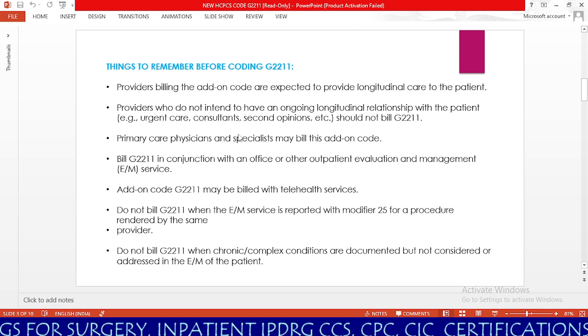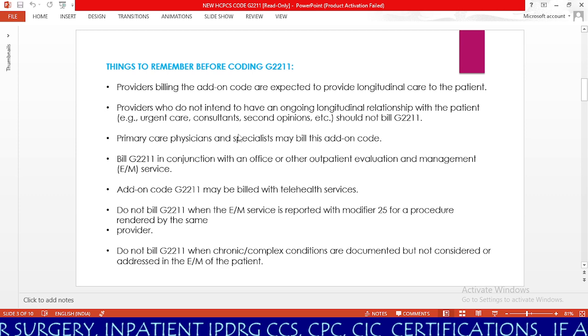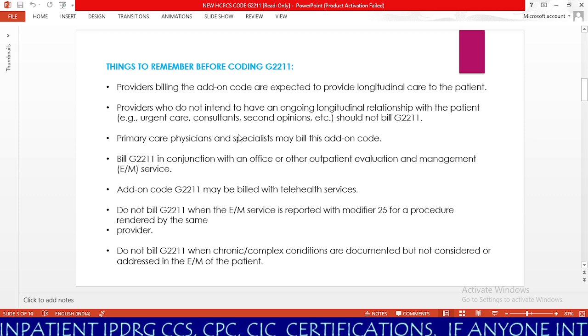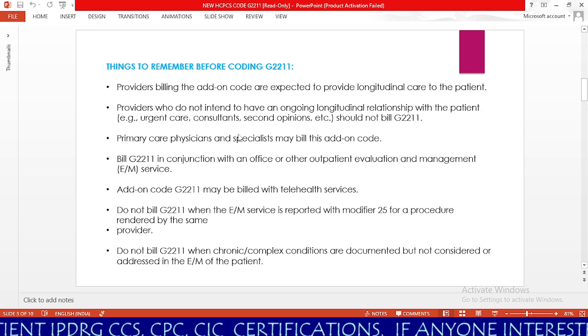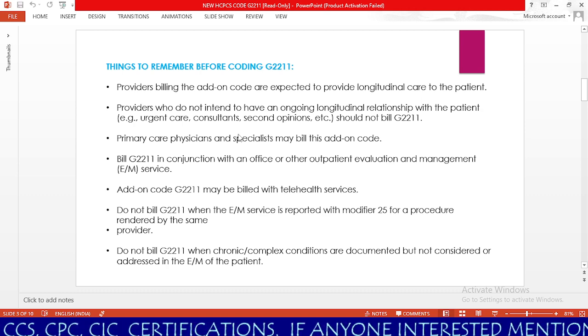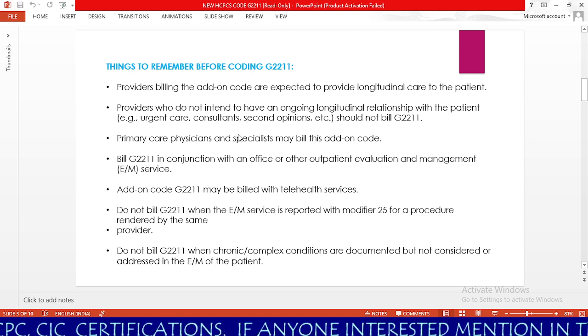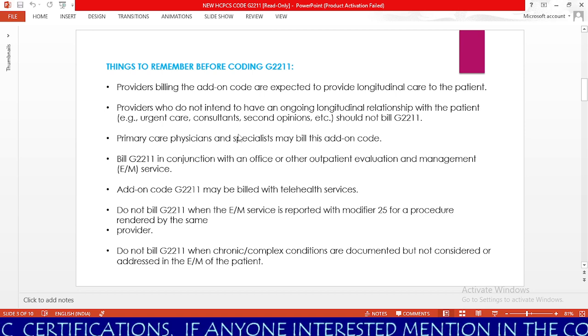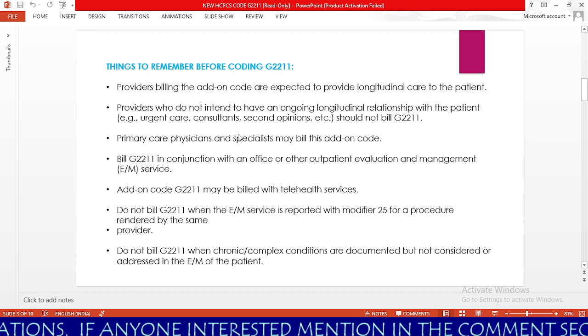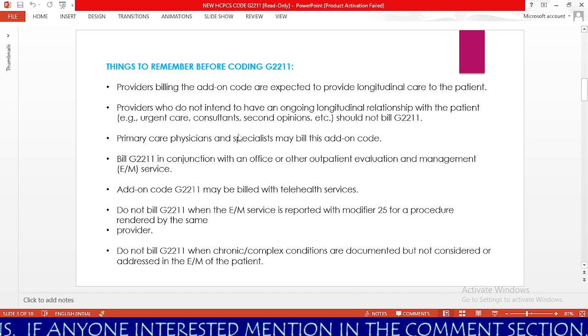Next, providers who do not intend to have an ongoing longitudinal relationship with the patient should not bill G2211. For example, urgent care physicians, consultants, and second opinions can't use G2211, as these physicians will not provide a longitudinal relationship with the patient.